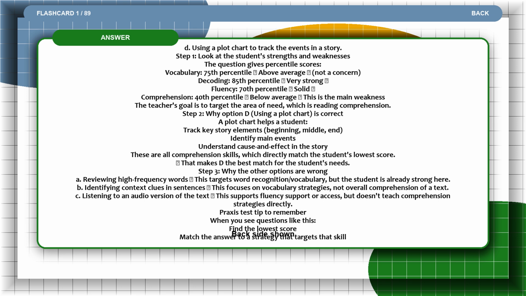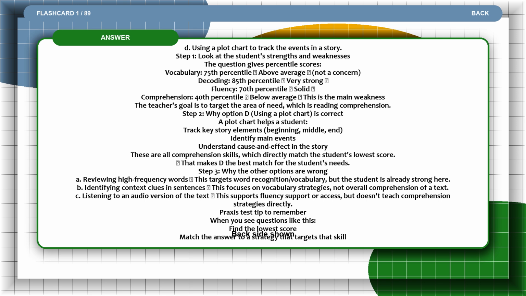Step 3. Why the other options are wrong. A. Reviewing high-frequency words. This targets word recognition and vocabulary, but the student is already strong here. B. Identifying context clues in sentences. This focuses on vocabulary strategies, not overall comprehension of a text. C. Listening to an audio version of the text. This supports fluency or access, but doesn't teach comprehension strategies directly.